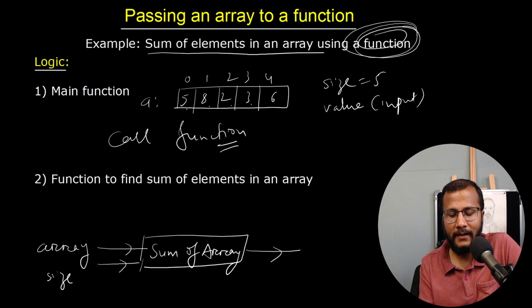So if I pass this, I'll have to write the logic in the sum function to perform the sum and display the sum. So the return type should be the sum. Sum is of integer type.